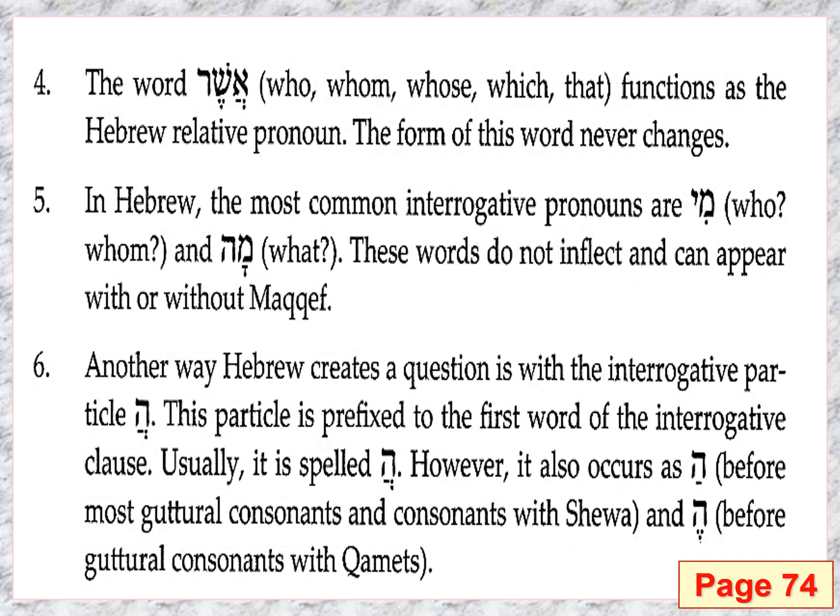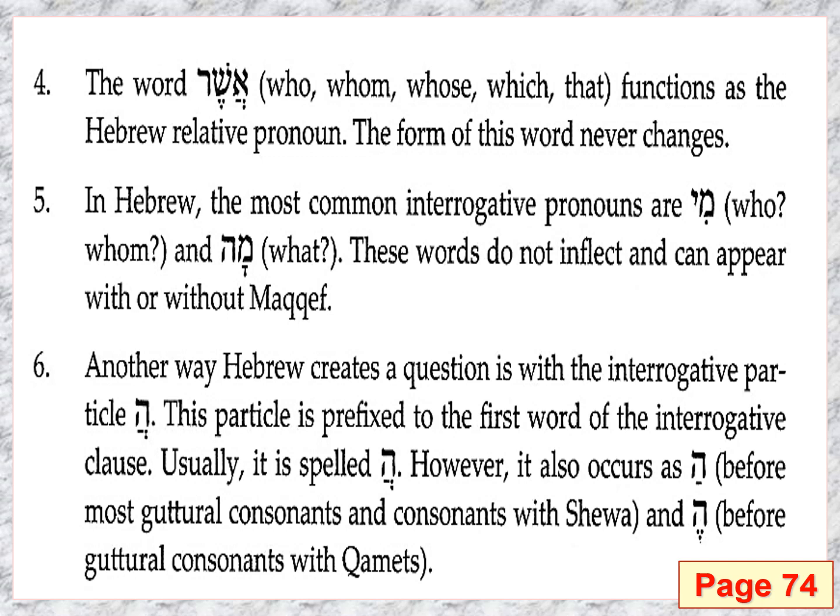If you look on page 74, there's a nice summary. Sometimes when I'm looking at the chapters, I'll read the summary statements first and then go back. So, summary statement number 4, talking about the relative pronoun asher: who, whom, whose, which, that.